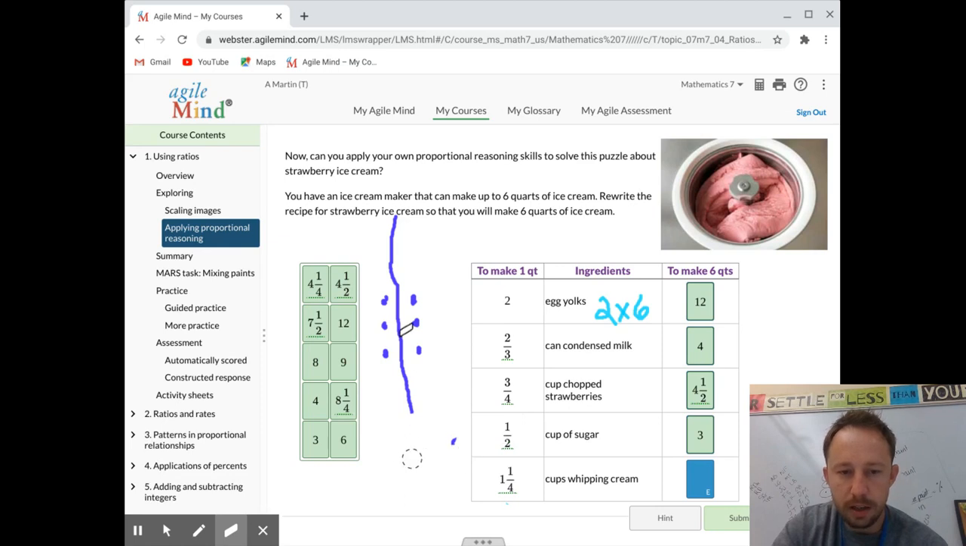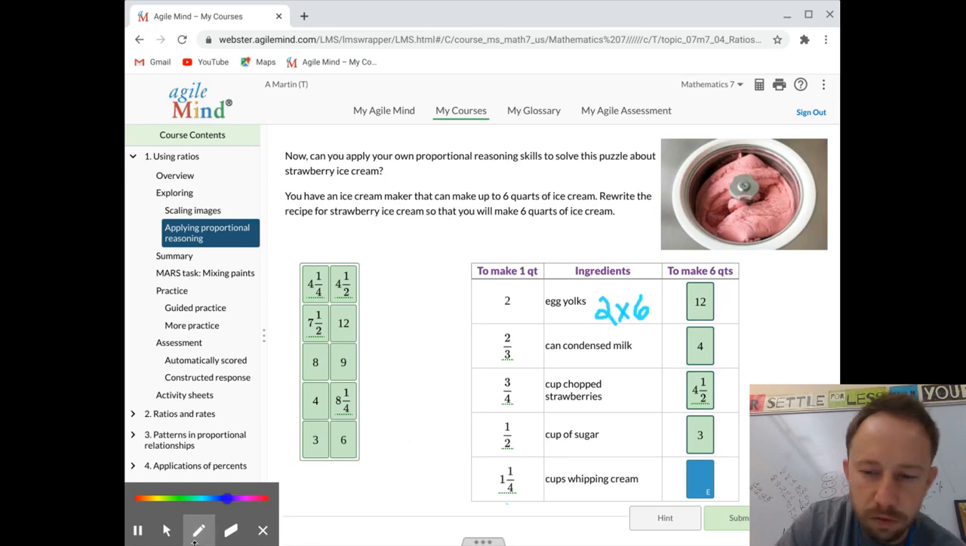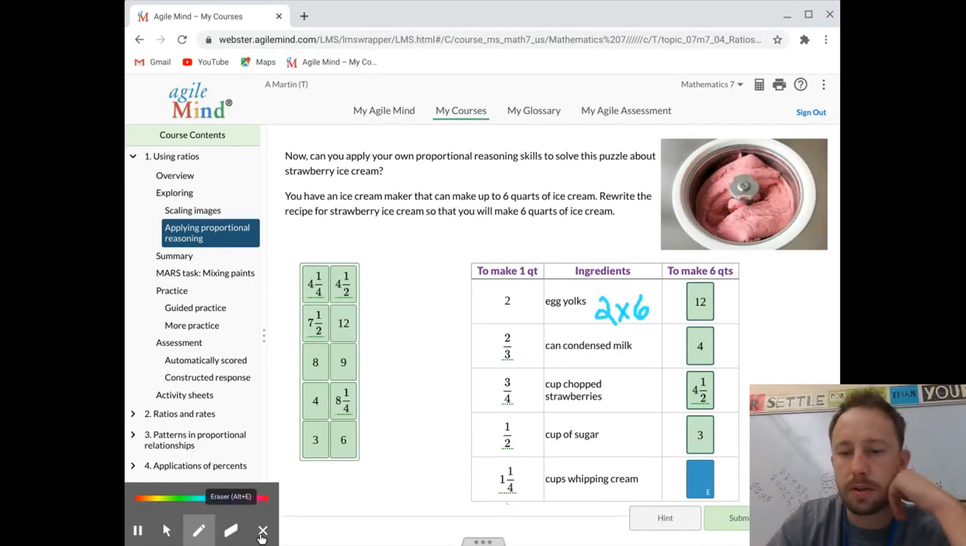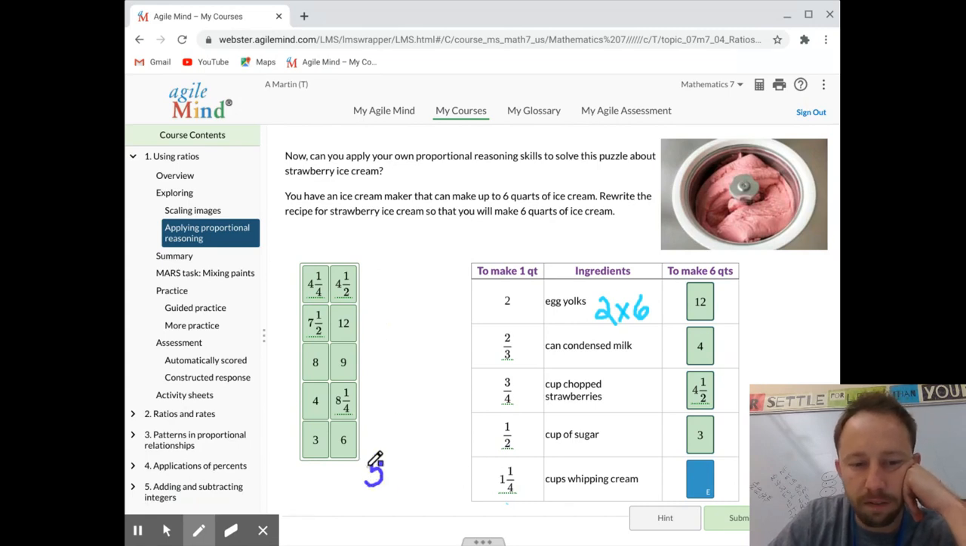All right. Mr. Carter, I'm going to give you the hard one. What could we do, Carter, to solve how many cups of whipping cream we need? What do we have to do first to 1 1/4? Turn the 1 into a 4 and make it 5/4. That's correct. So we got 5/4. And now what do we do? Times it by 6. Perfect. 6 times 5 is 30.